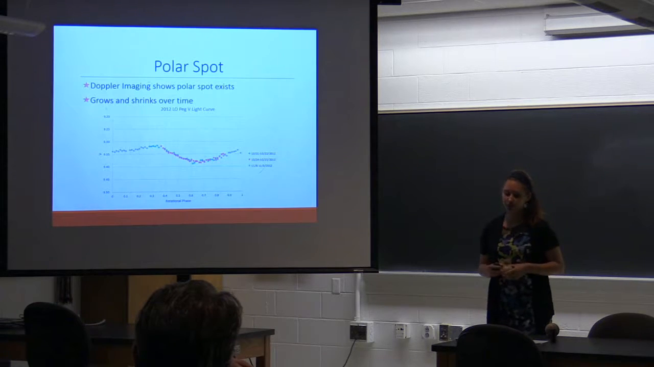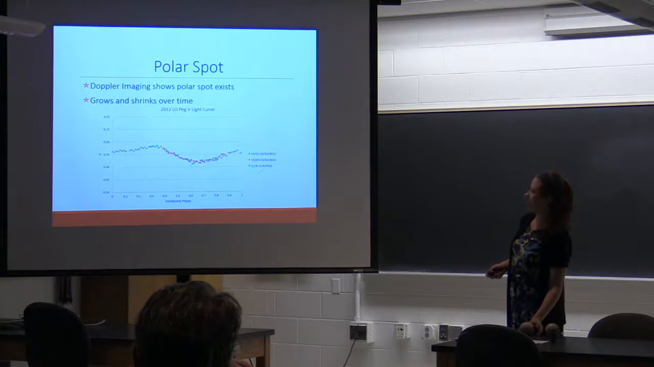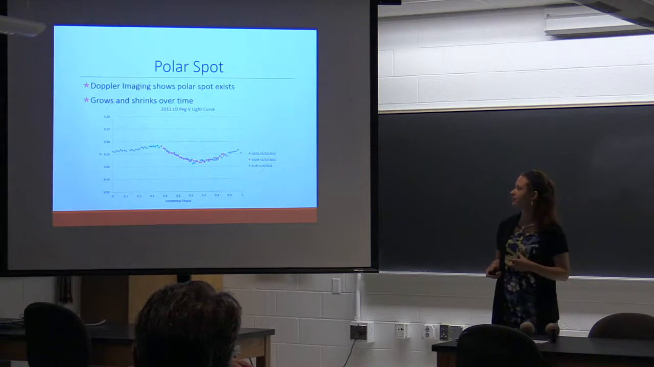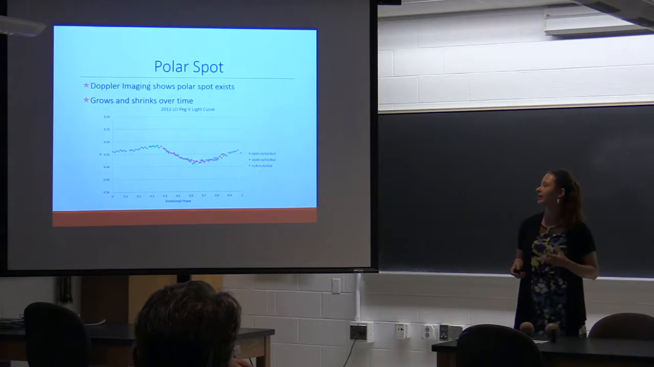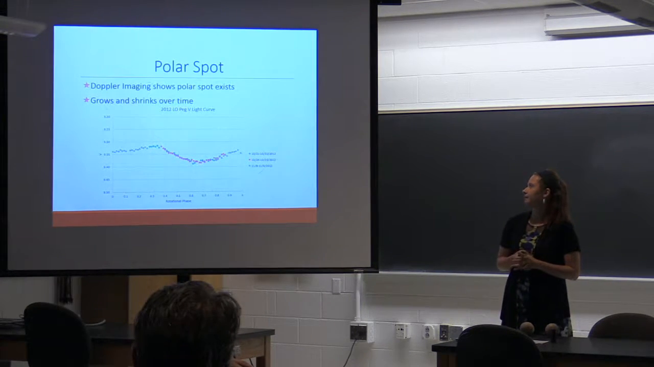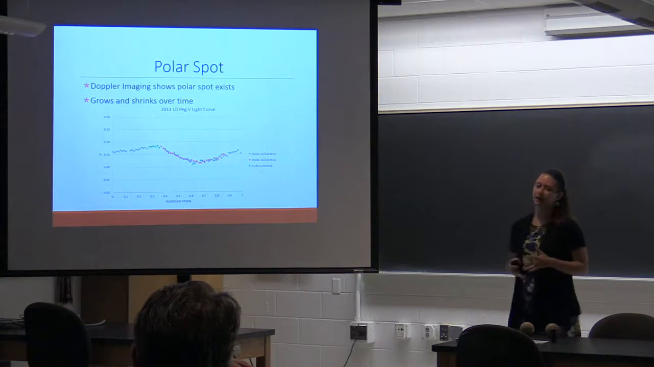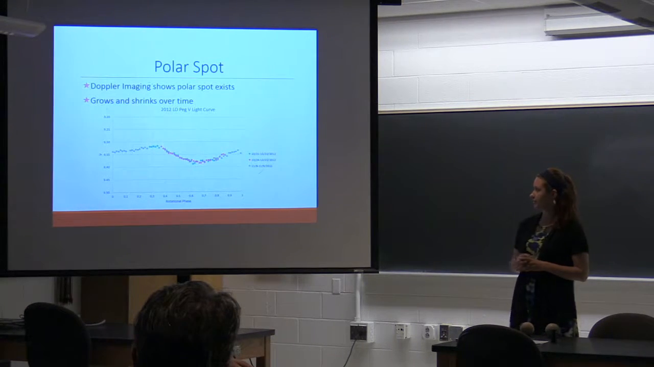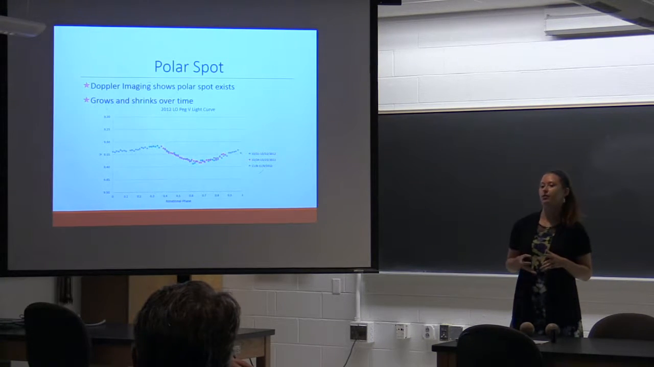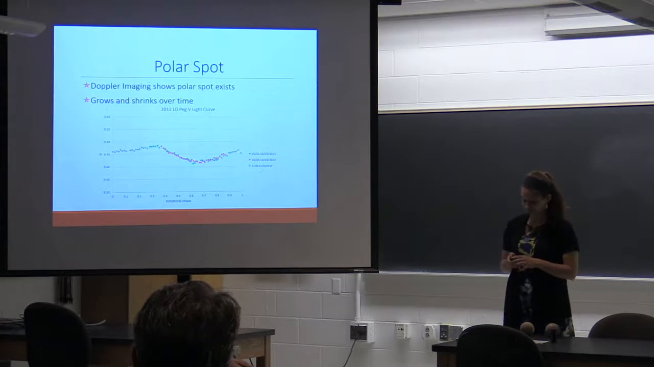So, the light curve for 2012 is different in comparison to the other years because it's a lot dimmer overall, and there's a lack of brightness variation, which suggests that Pegasi has a polar spot. And in fact, Doppler imaging done in 2003 shows that a polar spot does exist on Pegasi, and it's thought that it grows and shrinks over time.